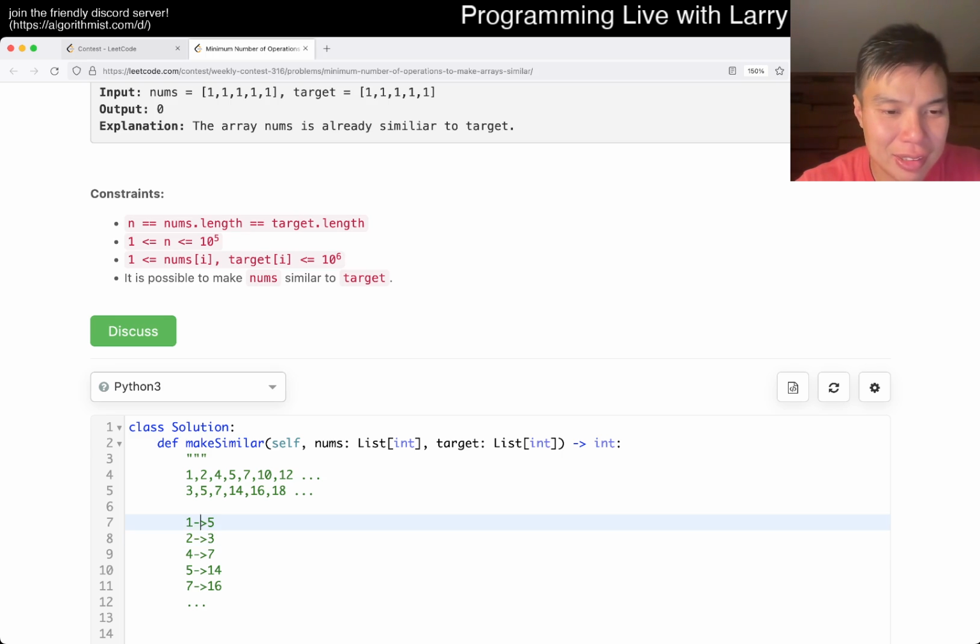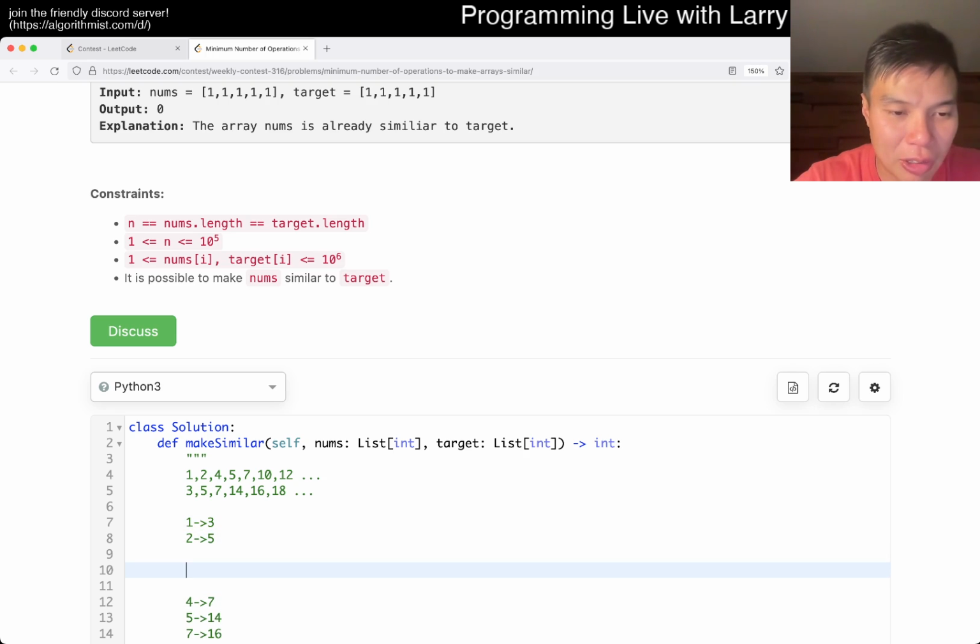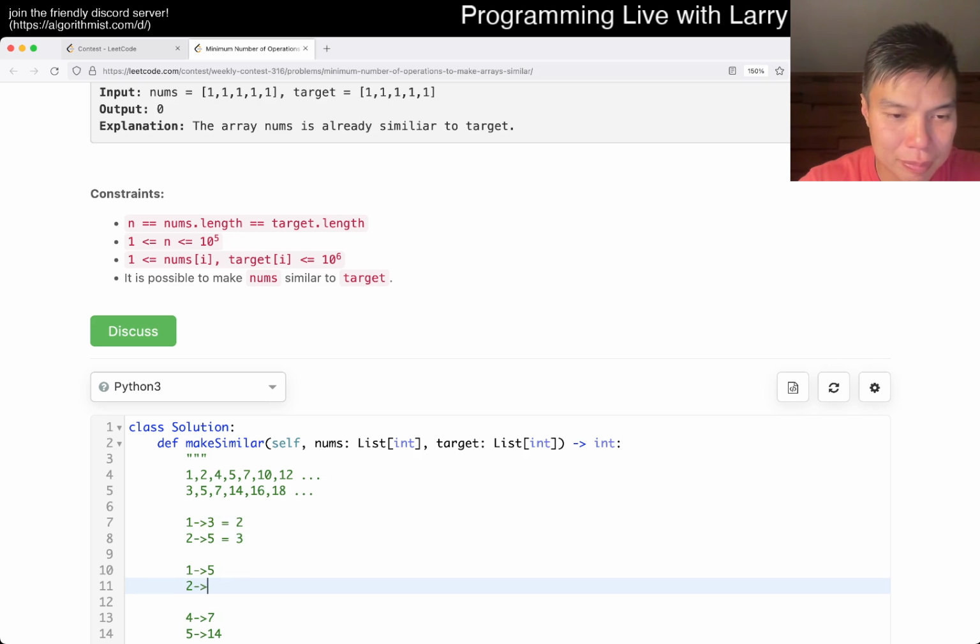So in this case, let's actually do the math. Just look at the first two numbers: it costs 2 and 3. This is equal to 2, this is equal to 3. So let's say we changed it to 2. This costs us 4, this costs us 1. So this actually means that nothing has changed, so it almost doesn't matter.